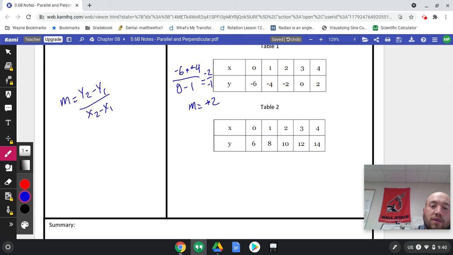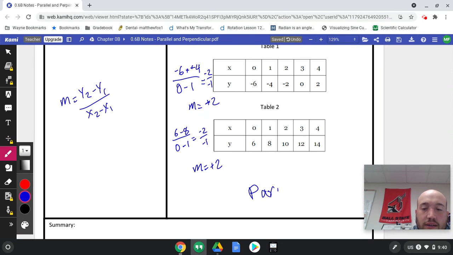Now our final one, once again, 6 minus 8. I chose the first two. You could use any of these 2 points. I could do 6 minus 14, 8 minus 10, any of them. It will reduce to the same answer, assuming this is actually a linear equation. And then 0 minus 1. And once again, I get -2 over -1, which we know reduces to +2. They are the same, which means it is parallel.